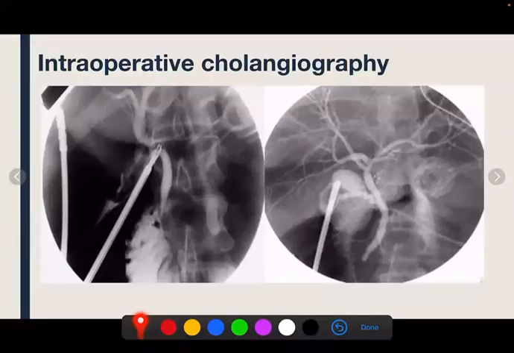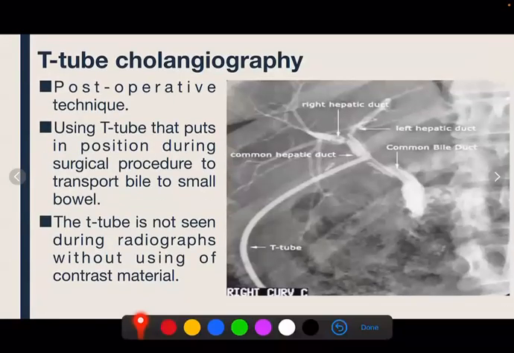The T-tube cholangiography is usually done post-operatively following cholecystectomy. The surgeon inserts the T-tube during the surgery. This is the short limb in the extrahepatic ducts, and this is the long limb percutaneously. The injection of contrast is done to exclude any retained stone inside the biliary tree. This is no longer used nowadays because it has been replaced by MRCP.